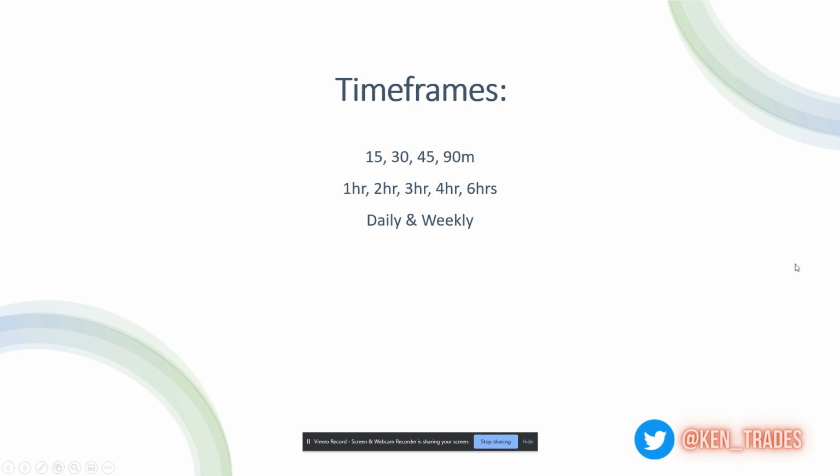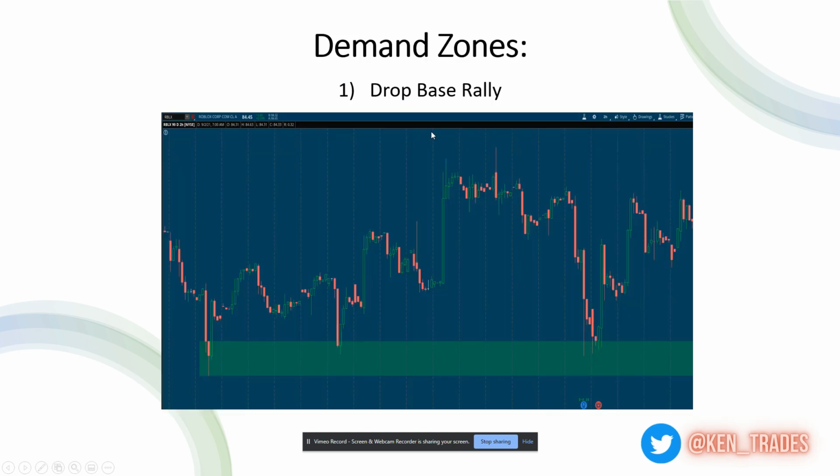So there's two types of demand zones. The first one that we're going to talk about will be drop, base, and then rally. That's very simple. We have a huge drop down first. We base, go sideways or consolidate, before rallying up. This is what I mean by drop, base, rally zones.